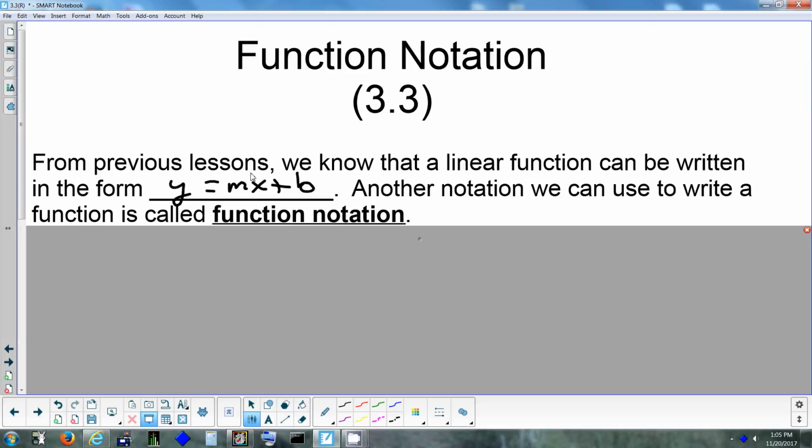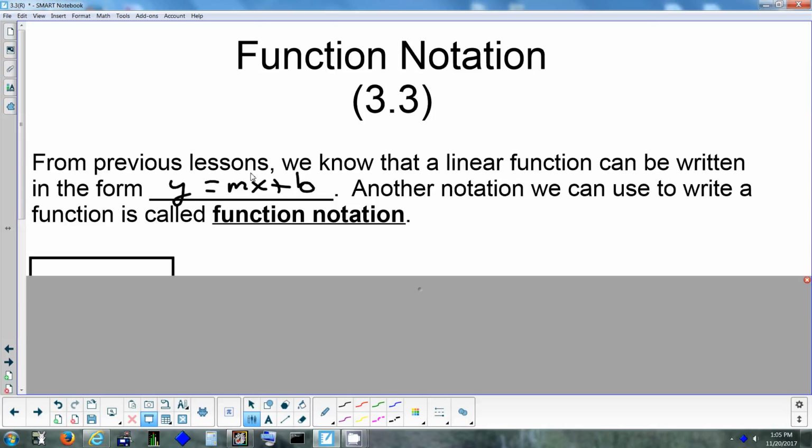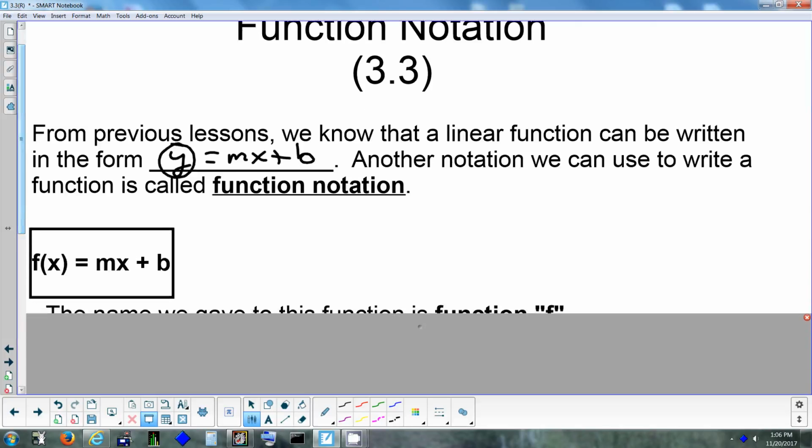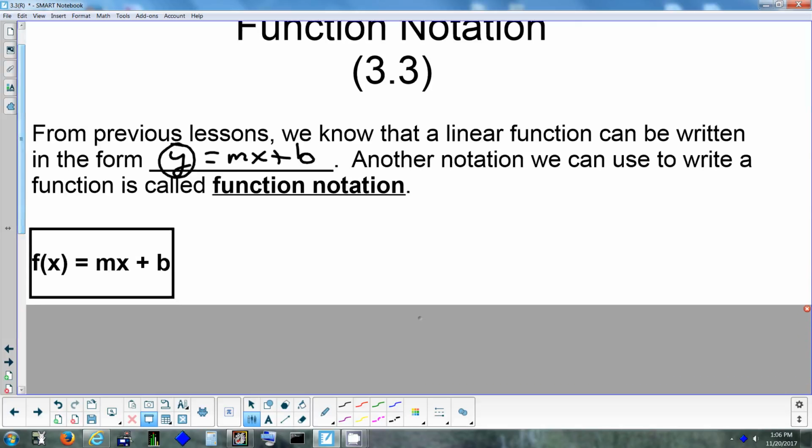Okay. But another notation we can use that means exactly the same thing is called function notation. In function notation, the m, the x, the b all stays the same. The only thing we're going to change is y. We don't use the letter y in function notation. We use something that means the same thing, but it's written a little differently. So what you want to put in that box is f, and then in parentheses x, I'll tell you how you pronounce it in a second, equals mx plus b.